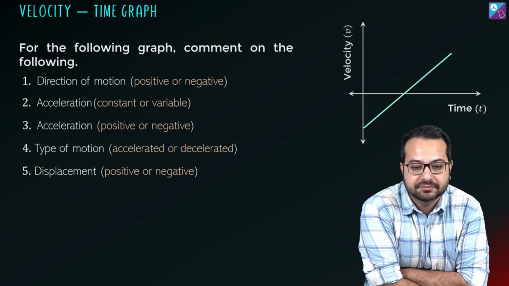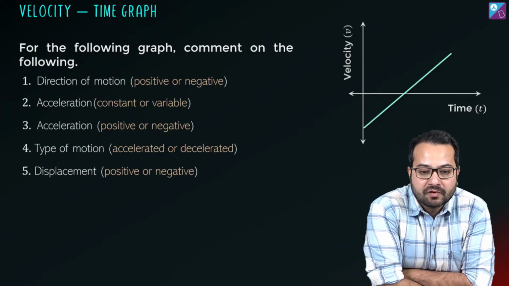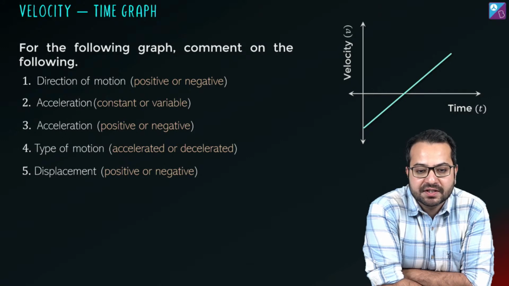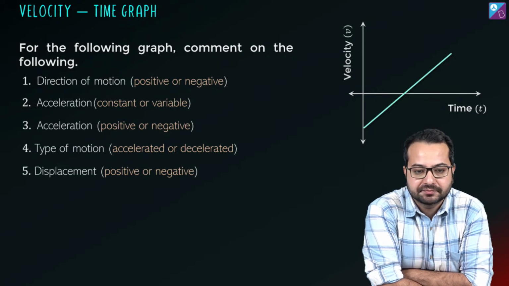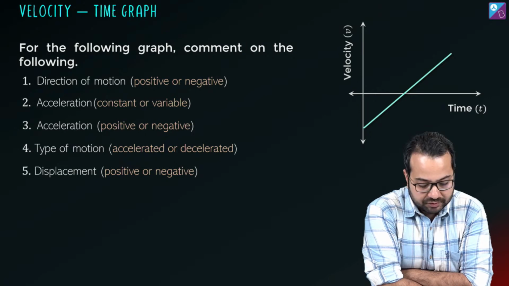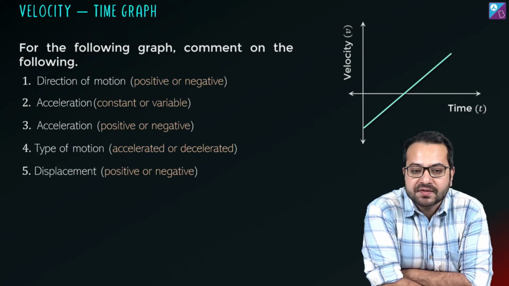अब बताइए. Velocity is positive, that's why displacement is also positive. हाँ, ये भी बात सही है स्वास्तिका. That is also correct. Clear? Now tell me about this graph. What is the direction of motion? Positive or negative? What is the direction of motion?